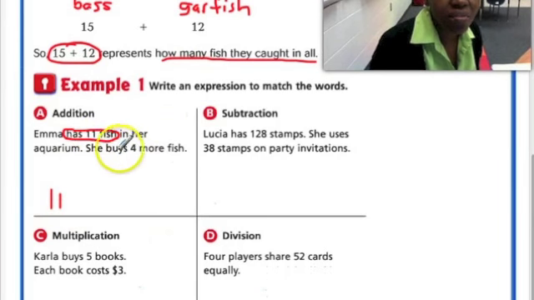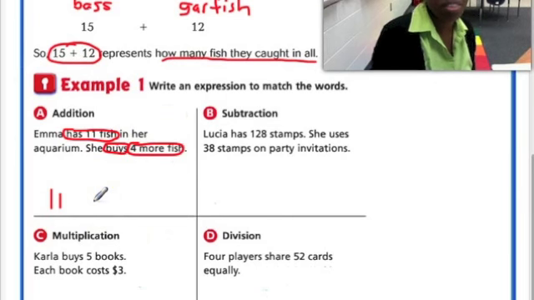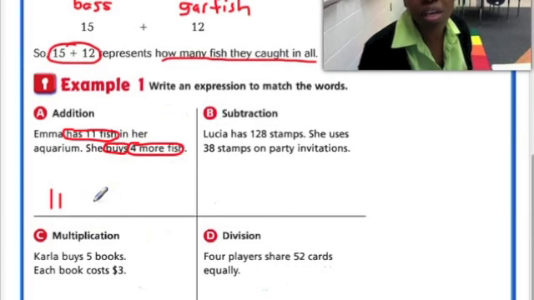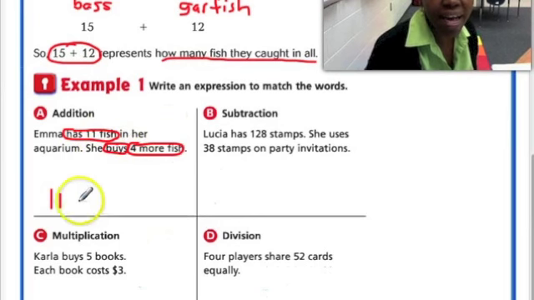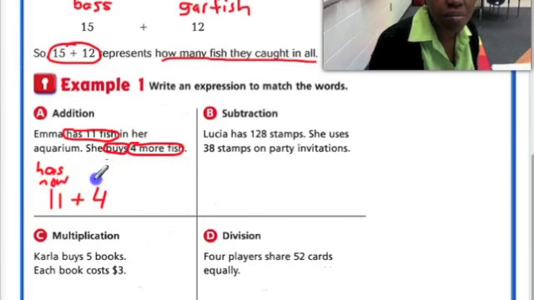She buys 4 more. I'm going to look at this word, buys 4 more fish. When I'm buying something, am I adding to what I already have, or am I taking away from what I have, or am I sharing? So I'm thinking about the word buys, and I know that I'm adding to what I already have. So she's adding to what she has. 11 plus 4. This 11 represents the fish she has right now. The 4 is more fish, right? Because she's going to buy more. So the 4 represents more fish.